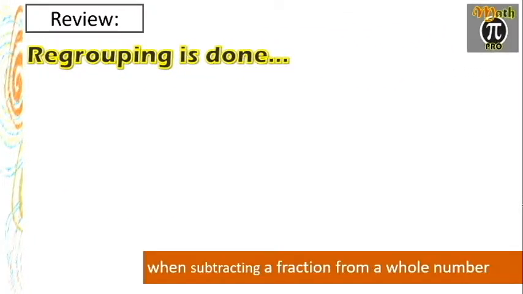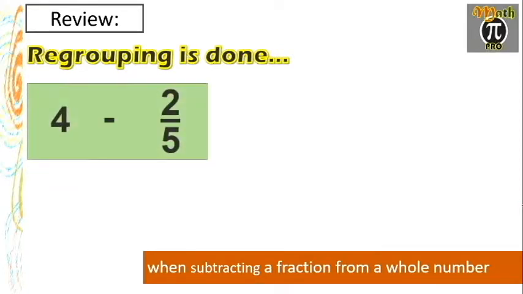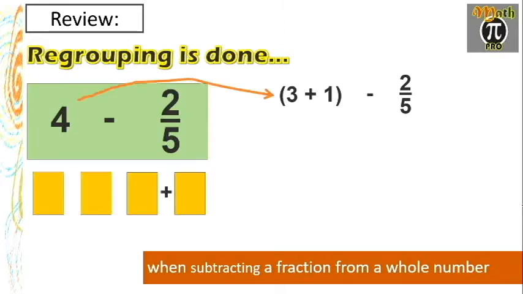Regrouping is done when subtracting a fraction from a whole number. If you want to subtract 2/5 from 4, first you need to regroup 4 into 3 plus 1. Then, we will write 1 as a fraction with the same numerator and denominator. We can actually choose any number to do that. But since the denominator of 2/5 is 5, we will use the fraction 5/5 for easier computations.